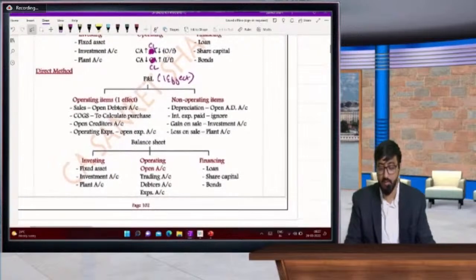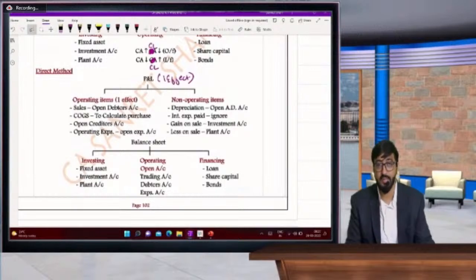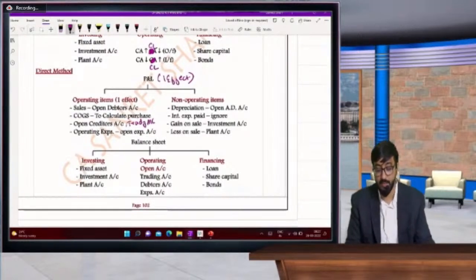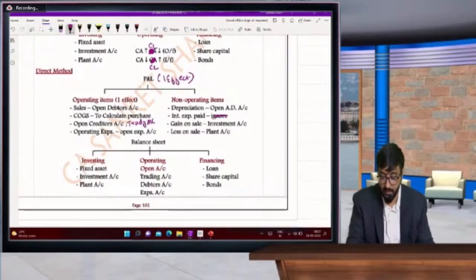So all P&L items will be considered, operating items also, non-operating items also. Operating items: sales, open debtors account. COGS to calculate purchases is important. Open creditors account and trading account. So here the trading account is also opened at cost. Operating expenses, open expense account. Non-operating items: depreciation, open accumulated depreciation. Interest expense paid directly in financing activity. Do not ignore it, beta, it will be deducted from financing activity. So instead of ignore, you can write financing activity.